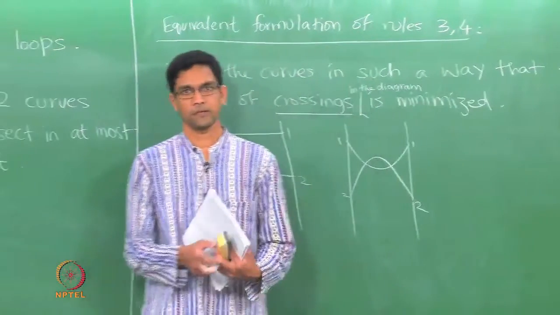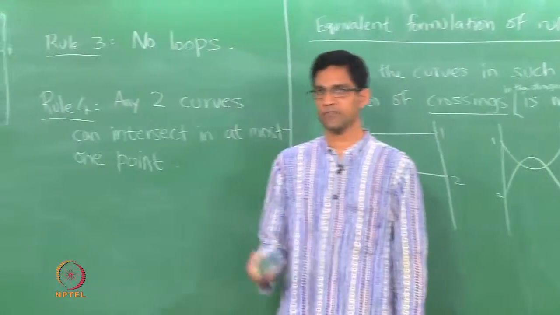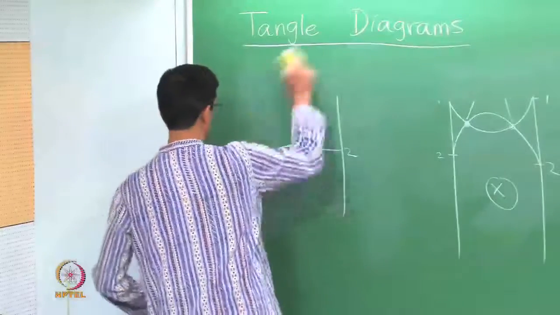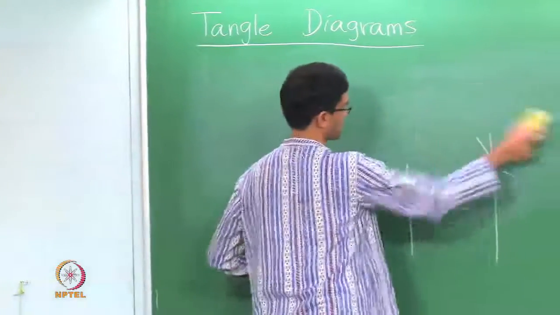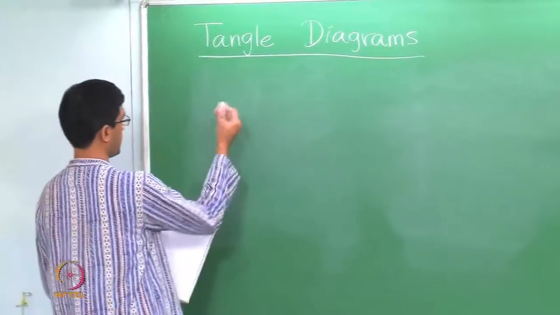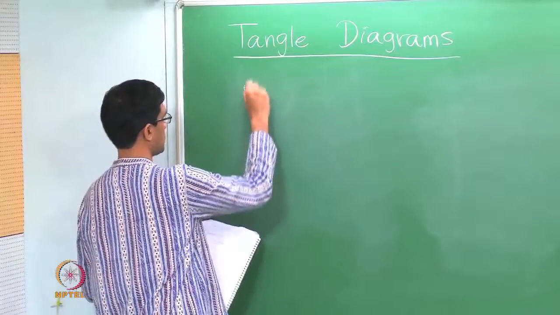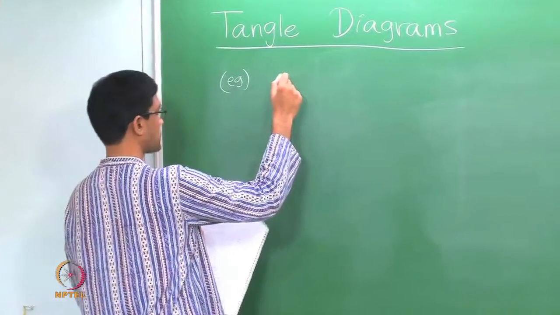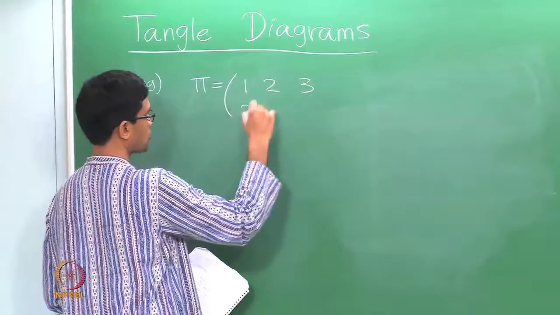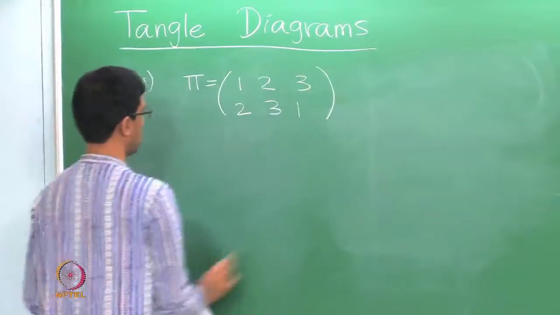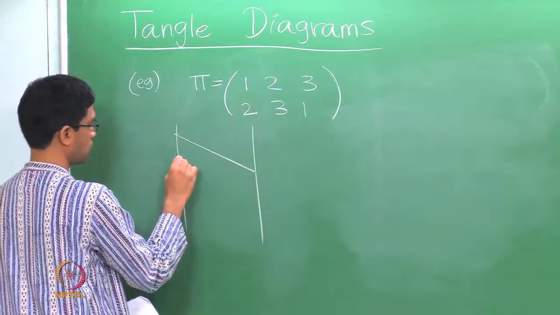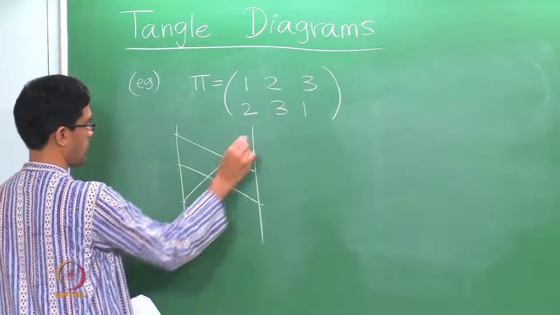Okay, but even with all these rules, it turns out there are many different ways of drawing the same tangle, and one should check that in fact no matter which way one draws it, the number of crossings that you finally produce is always the same. So you can still draw rather complicated looking tangles. For example, if you take the 3 cycle, the permutation pi to just be 1 goes to 2, 2 goes to 3, 3 goes to 1, then you could depict it like this. So 1 maps to 2, 2 maps to 3, 3 maps to 1.